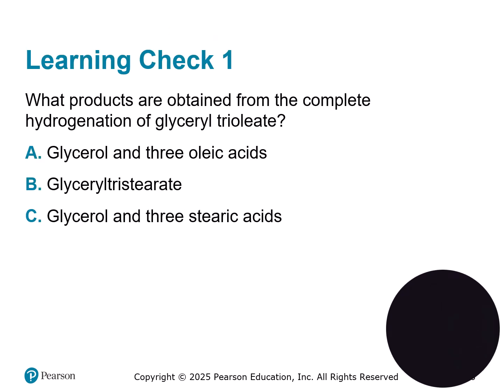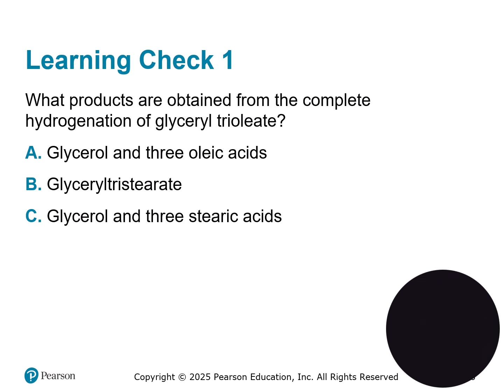So, what products are obtained from the complete hydrogenation of glycerol trioleate, which would have come from oleic acid, which would be 18 carbons? Since it's unsaturated, it has at least one double bond. It kinks it, it makes it liquid. But if we hydrogenate it, we're going to turn that alkene into an alkane, and we're going to turn it into stearic acid or a stearate.